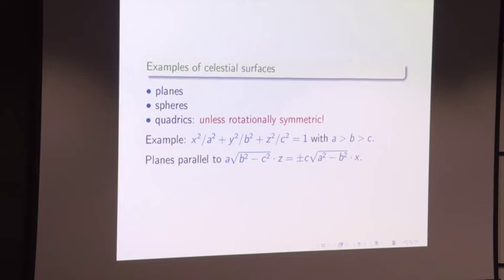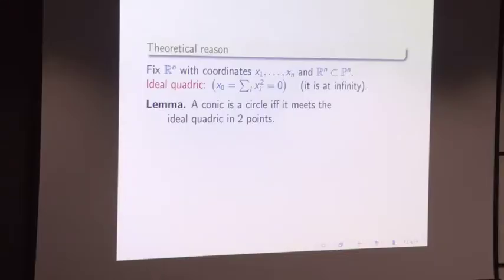Well, if you want some numerical examples, they are here. And you see the point is that if A equals B, which exactly corresponds to a rotational symmetry, then the plus or minus doesn't do anything. So that means that the two families of circles coincide. Now, let's see what's the theoretical reason for this. Why do you expect a quadric to have two families of circles?